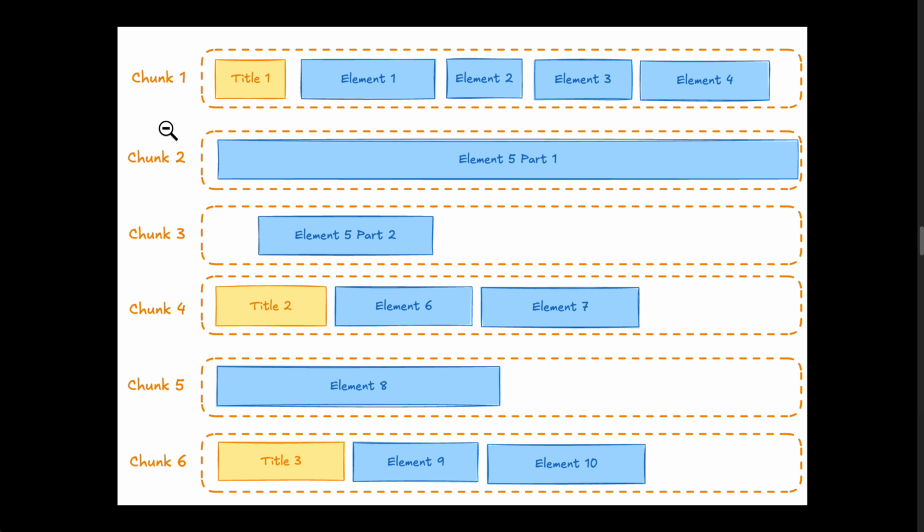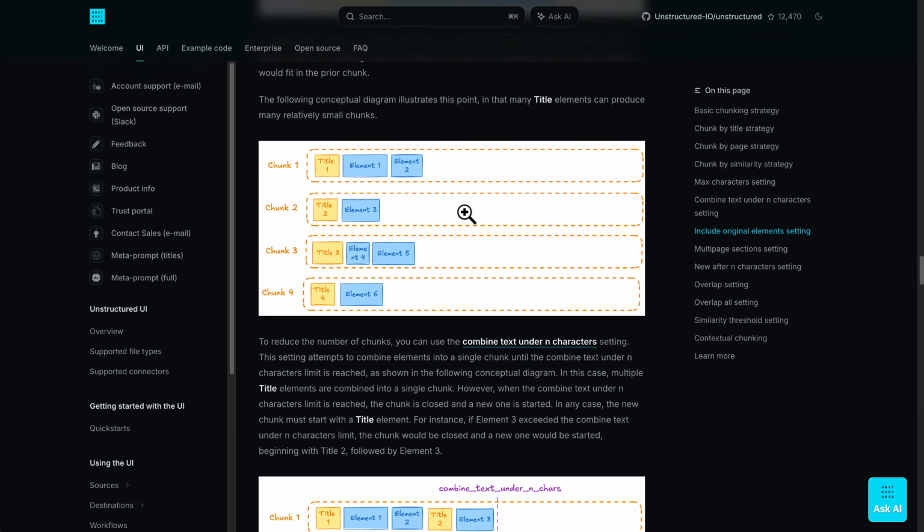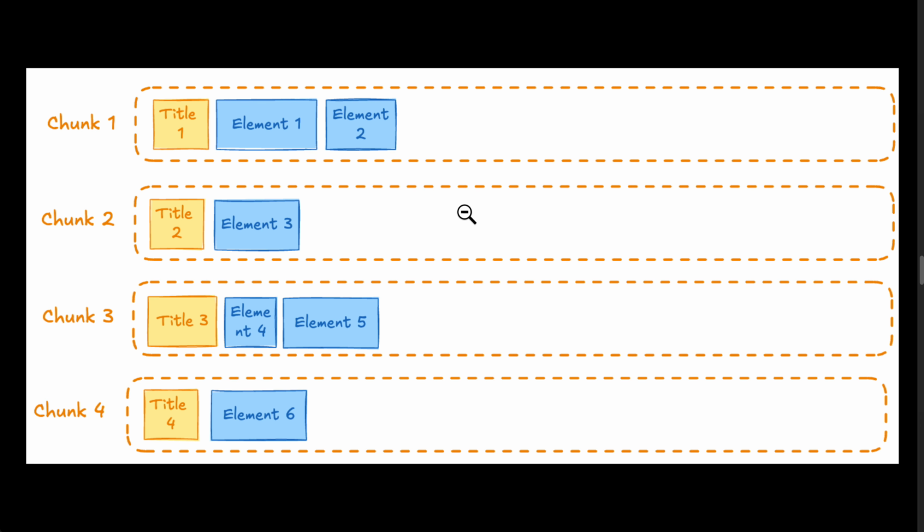Again, you can see in chunk 5 that element 8 ends well before the max character setting. And the reason for that is because the very next element that we encounter is a title. So it starts chunk 6. Taking a look at another diagram, you can see that if we have a lot of titles with not many elements coming after them, we'll have a lot of empty space in these chunks. Rather, we'll start new chunks a lot sooner than we would otherwise.